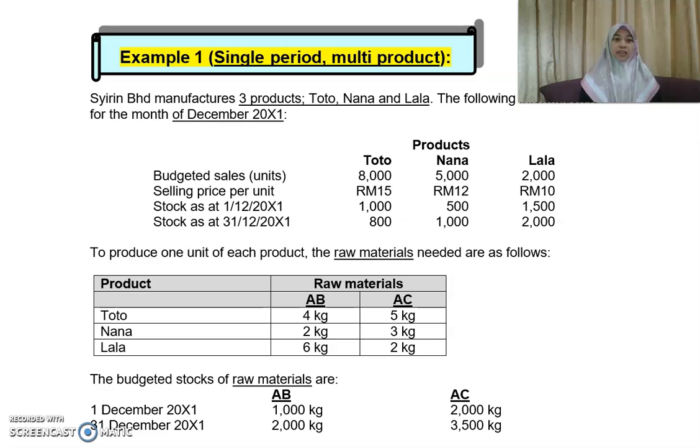Now I'm going to explain example 1, single period multi-product. So this is the question. Syirin Bhd manufactures 3 products: Toto, Nana and Lala. The following information is for the month of December 20x1. So you have 3 products, Toto, Nana and Lala.